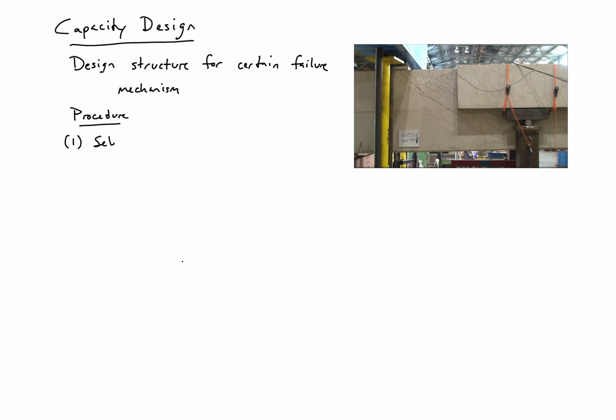First, you must select the desired failure mode, or mode of failure. So this can be flexure, this could be shear, this could be whatever mode you want your beam to fail in. Typically you're going to select a ductile failure mode, such as flexure, and then design your beam to withstand the other failure modes. Alright, so the second step is we want to provide sufficient strength.